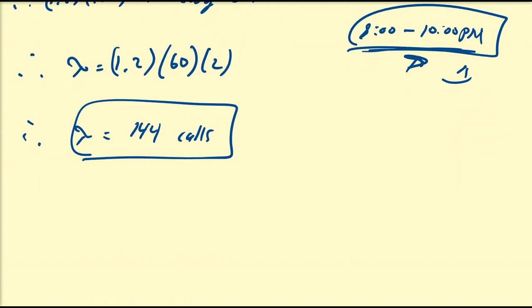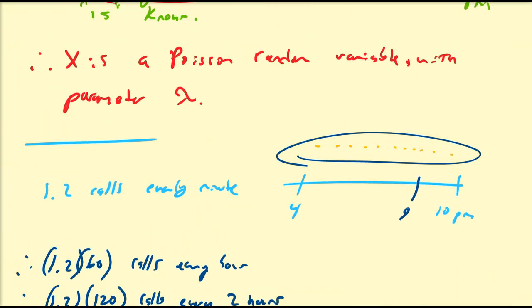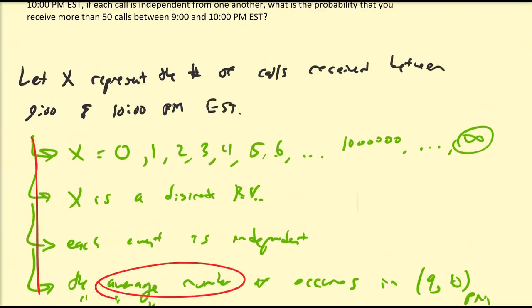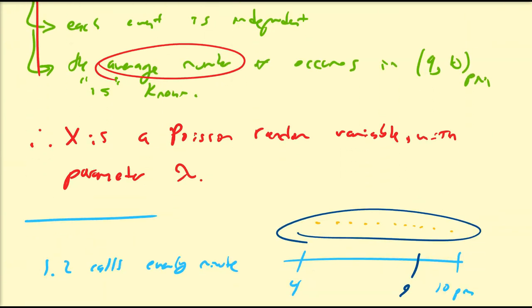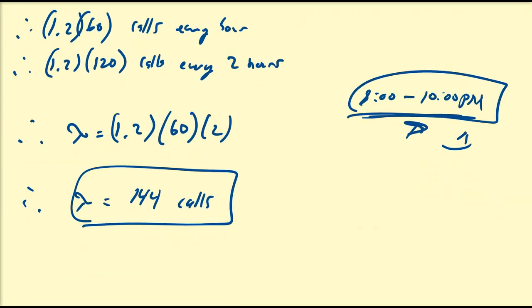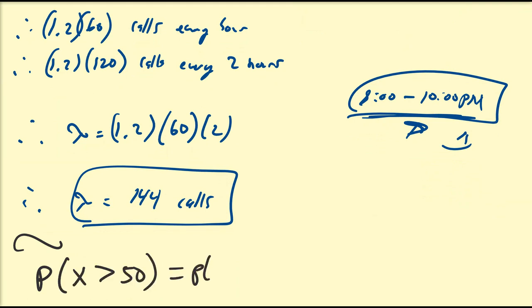All right, so what are we interested in? The probability, so we're changing that to 8. So we receive more than 50 calls in this block of time. So we're interested in the probability that x is larger than 50. So this is going to be P(51) plus P(52) plus P(53), and so on.